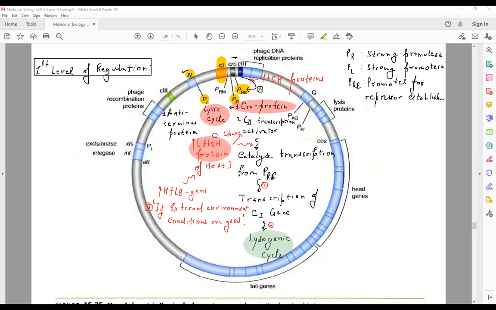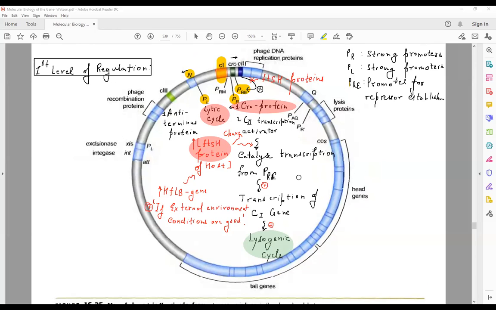In the next mechanism, what we would be looking forward is how the lysogenic cycle and lytic cycle are going to take place. So this was the first mechanism of regulation that was taking place in the case of Lambda Phage. Now, what about the second level of regulation? Sir, the students might have a query that how the CRO protein carries out the lytic cycle and how the lambda repressor carries out the lysogenic cycle.